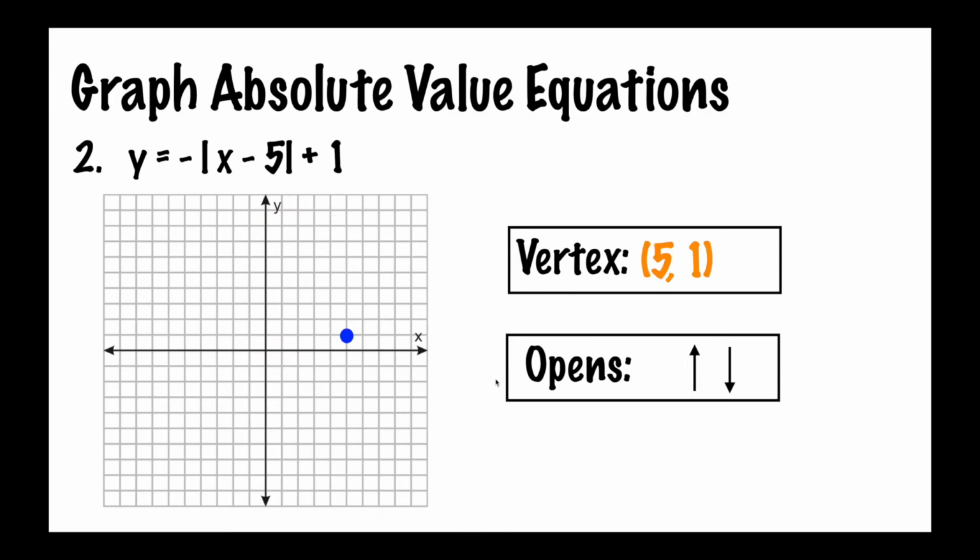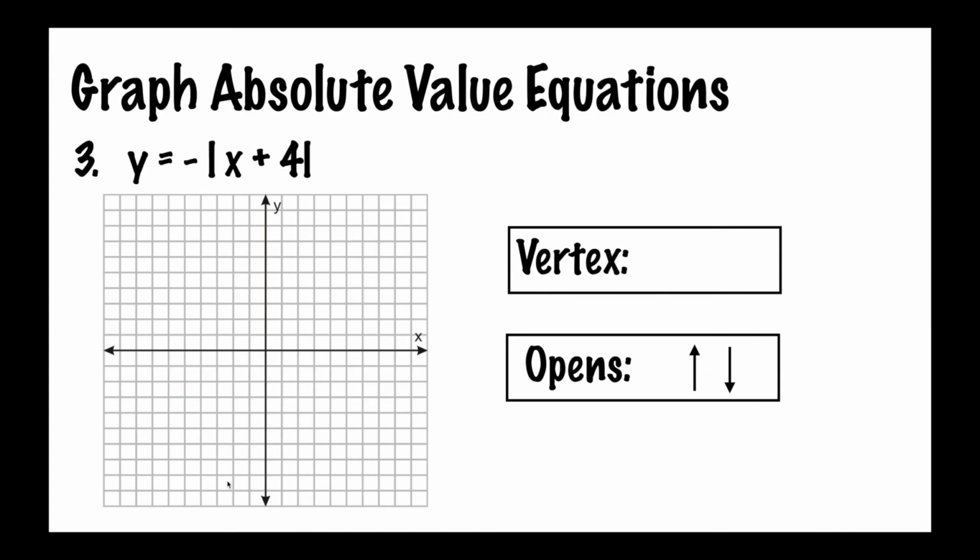From there, we decide which way this opens. Does it open up or down? Well, since it's negative out in front, this one is going to open down. Therefore, we go down 1 and out 1 in each direction throughout the entire graph. Just continue going down 1 and out 1 throughout the graph.